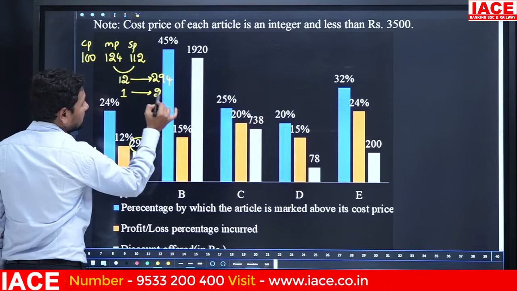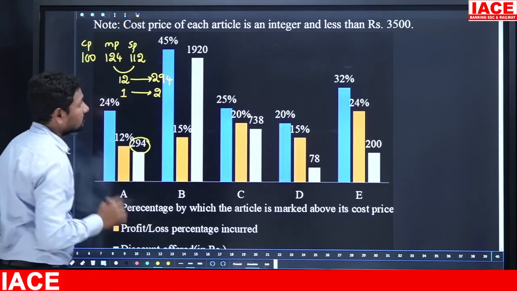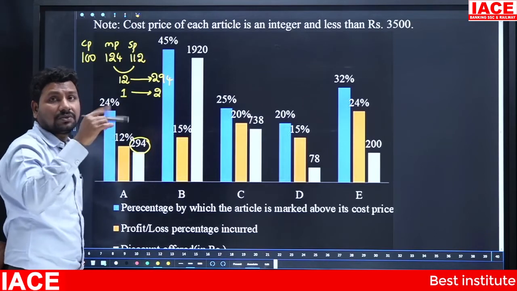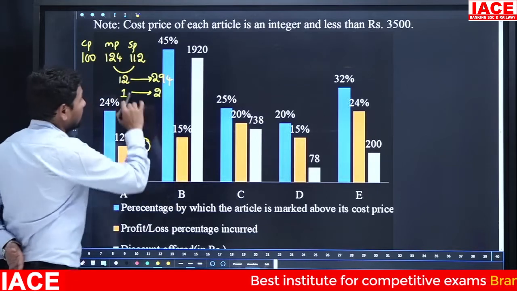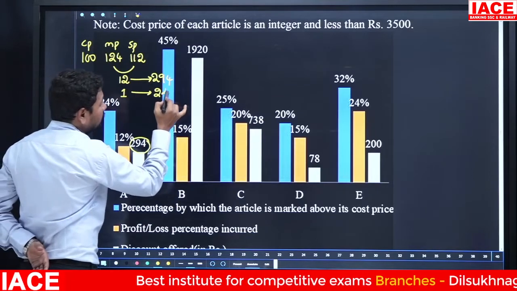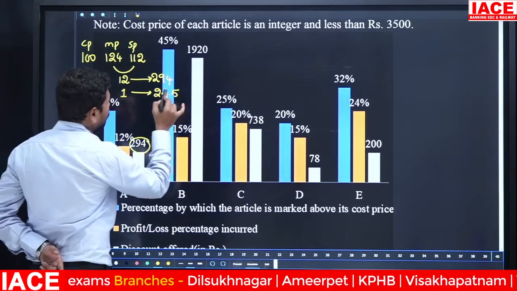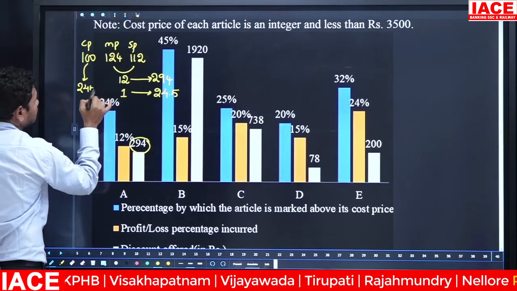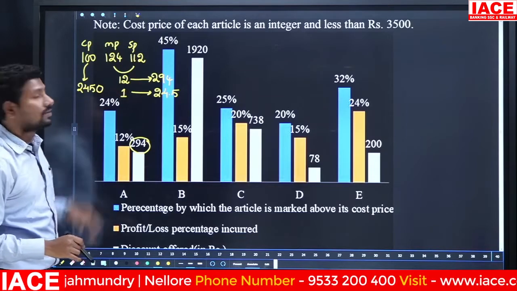12 twos are 24. The remaining value is 54. 12 sixes are 72, but 12 to 54 is 4.5 times. That means one part is equal to 24.5, but I need 100 parts. 100 parts is equal to 2450. Then here 12 parts is equal to 294.